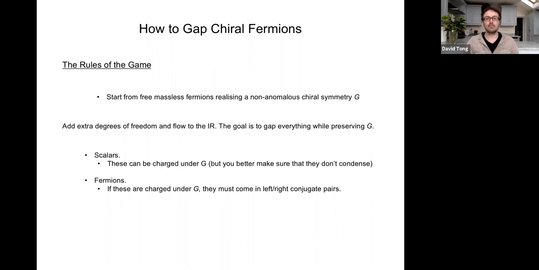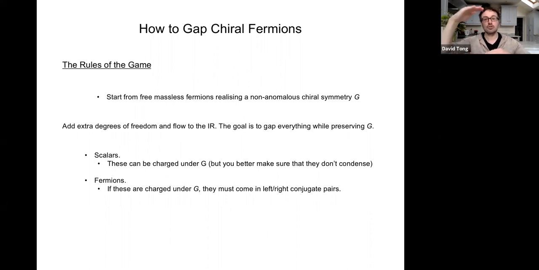All right, so what are the various requirements of these massive degrees of freedom? You can add scalars. The scalars can transform under G. There's no problem with giving any scalar a mass preserving G, just mod phi squared will do the job. The trick is that if you've got a scalar that transforms under G, you have to make sure you have enough control to guarantee that it doesn't condense. If it condenses, it spontaneously breaks G, that's game over. That's not allowed. So you have to be careful if there are scalars.